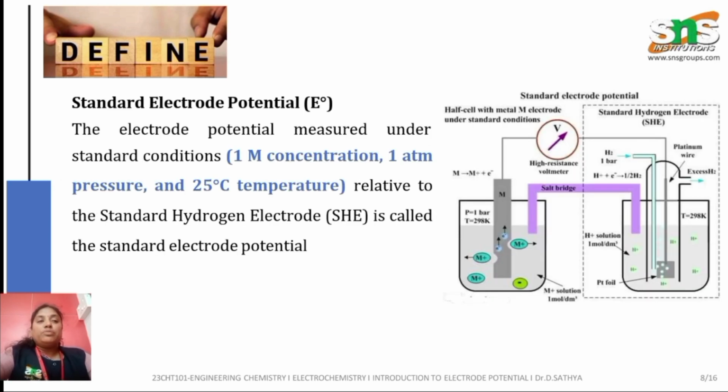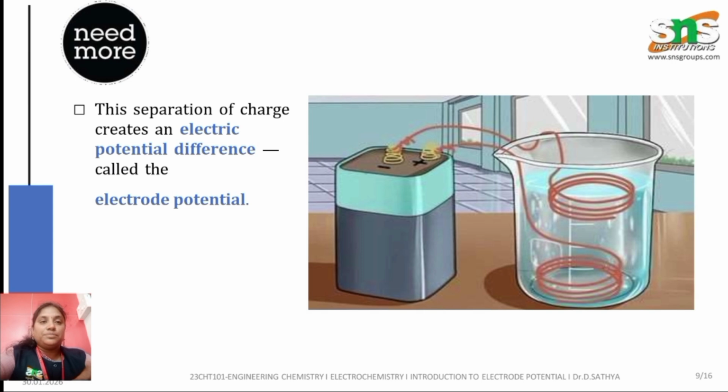Standard electrode potential is one type of electrode potential. It is measured under standard conditions, that means 1 molarity, 1 atmospheric pressure, at a temperature of 25 degrees Celsius. It is relative to the standard hydrogen electrode, and is called the standard electrode potential. This electrode potential is used to find the electrode potentials of other metals. This diagram shows the standard electrode potential. The separation of charge creates the electric potential difference, that means between the anode and cathodic parts. This is the electrode potential.